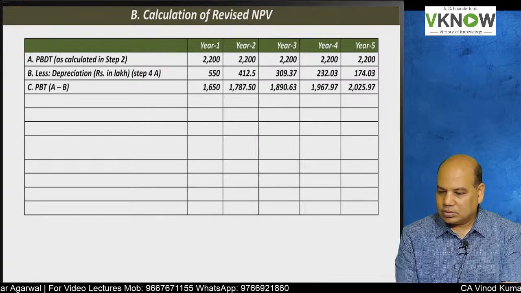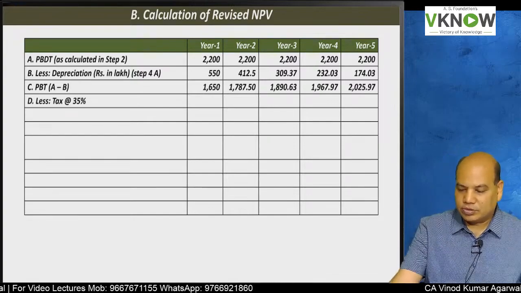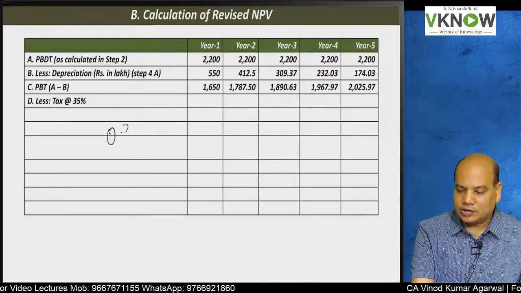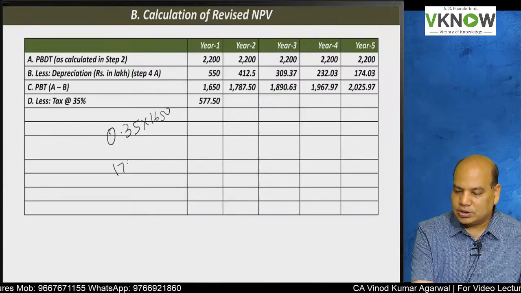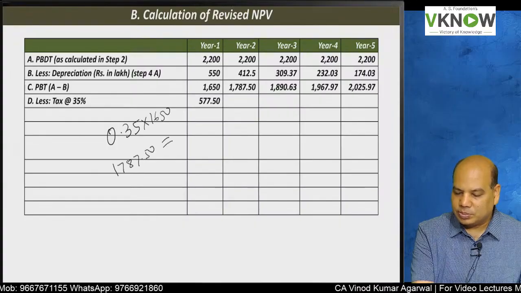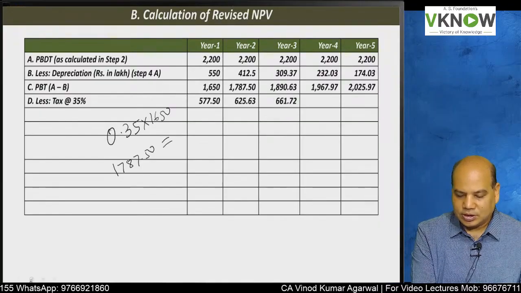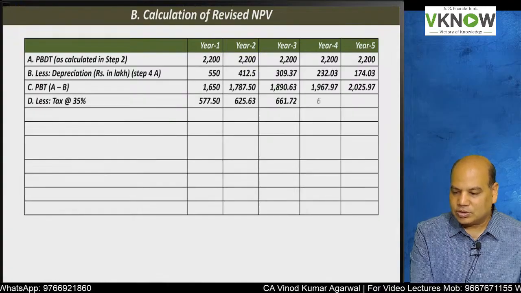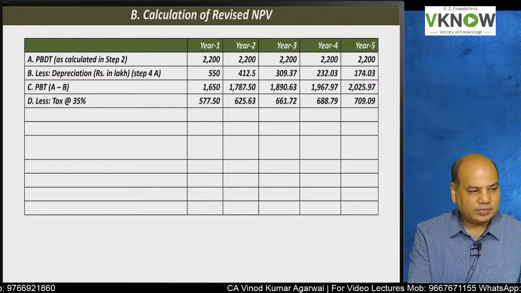Yes. Then we'll go to less tax at the rate of 35%. First number you type like this, 0.35 into 1650 equal to. Then you only type 1787.50 and press equal to. You will get this number. Next number, and equal to. This is a shortcut trick on the calculator to save time.